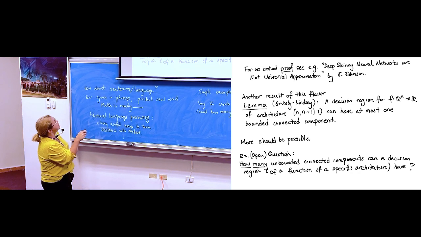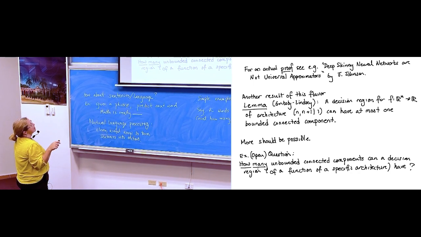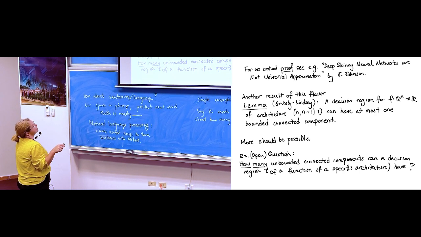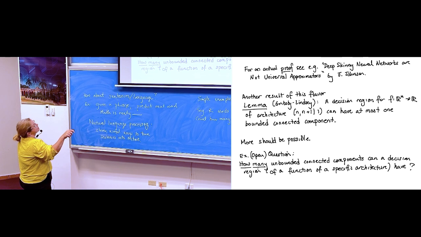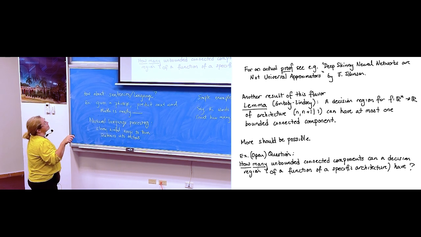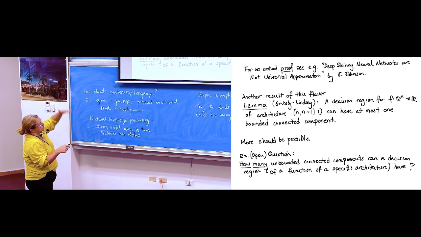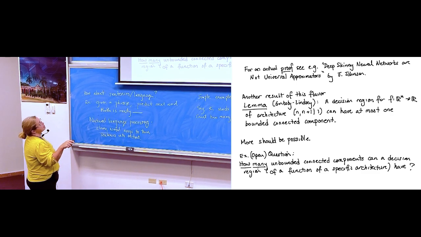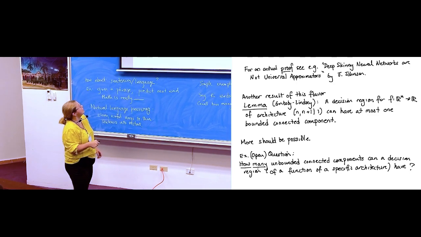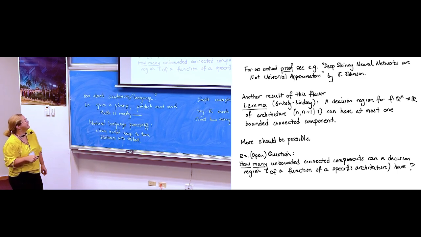I think lots of other things are possible in the same direction. This is not a particularly useful lemma, but it's in the same direction, something I proved, which is that if you have the particular architecture n plus 1, 1, decision regions, which are either sublevel, superlevel, or boundary sets, can have at most one connected component. But I think a lot more like this should be possible.